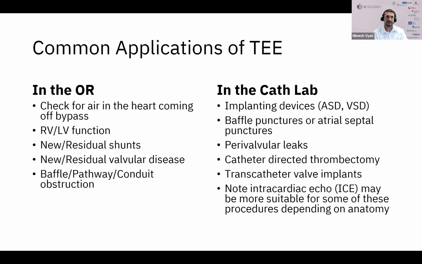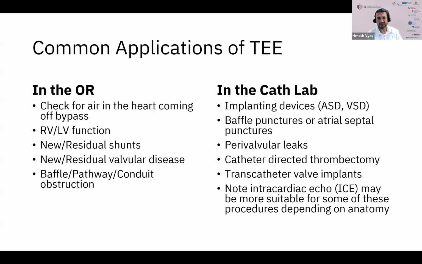So with those cases, let's touch upon common applications of TEE in the OR and the cath lab. In the OR, you're going to usually do the TEE before the case and then after the case. Check for air in the heart coming off of bypass. You're going to check for cardiac function. You're going to look for new or residual shunts. You're going to look for new or residual valvular disease. And then surgically created baffles, pathways, or conduits, new pathways that may have obstruction, or if there were existing ones that may be affected by the type of surgery that was done. So those are the types of more common things, certainly not an exhaustive list.